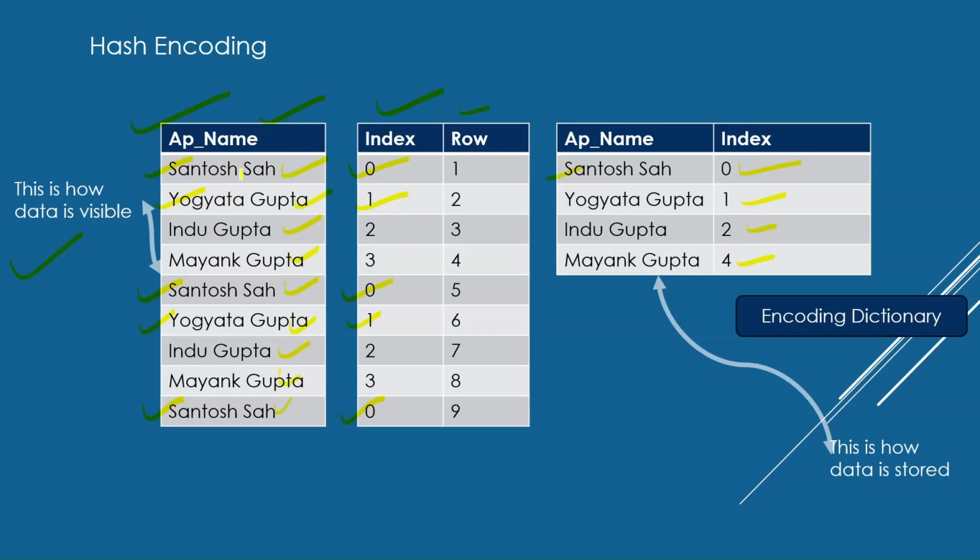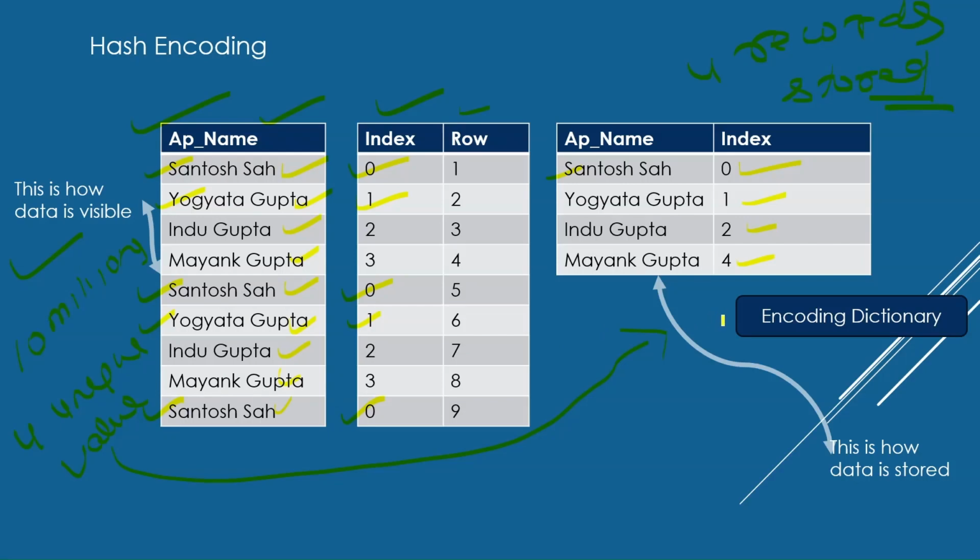Suppose this column has 10 million records, with 4 unique values. When it applies the hash encoding, only 4 records will be stored. So we can imagine how much data we are going to reduce.